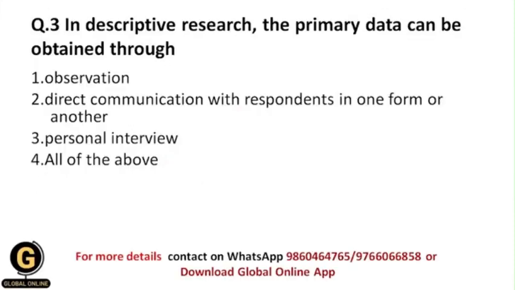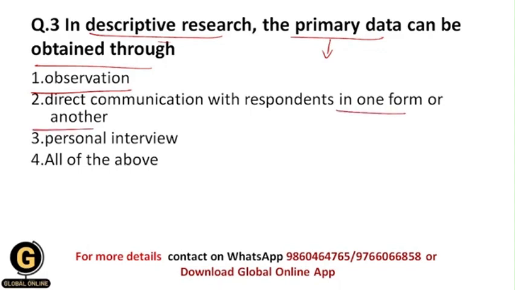Now next is, in descriptive research, the primary data can be obtained through. So in the descriptive research type, from which methods can we obtain the primary data? Basically students, primary data is the kind of data which is collected by the first user only. This is the data which is there for the first time, and it is called primary data. So we have the different options: observation, direct communication with respondents in one form or another, personal interview, all of the above.